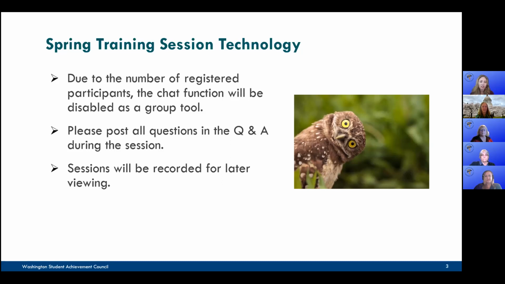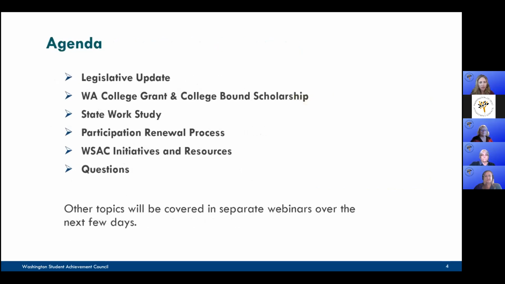So what are we going to cover today in this session? We are going to really start with the legislative update. So what just happened in this last legislative session that is relevant to state financial aid. We are also going to talk about Washington College Grant and the College Bound Scholarship programs. This session isn't intended to be really in depth on those, but to talk about some of the highlights, some of the frequently asked questions that we might receive, or things that are newer to those programs. We will also be covering state work study at a high level, the participation renewal process, and WSAC initiatives and resources. And as I mentioned, questions along the way.